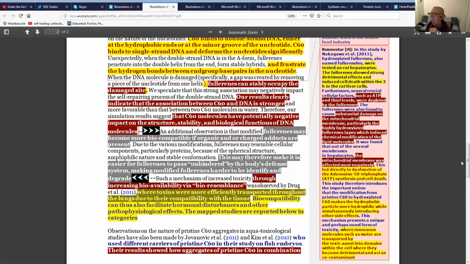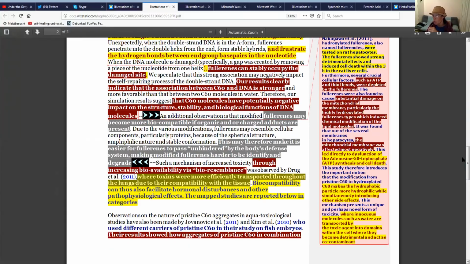Substantial damage on the mitochondrial membrane, particularly the highly hydroxylated fullerene types, which induced chemical modification of the lipid molecules. The mitochondrial membrane was affected most negatively, which led directly to dysfunction of the adenosine triphosphate, ATP synthesis, and cell death.